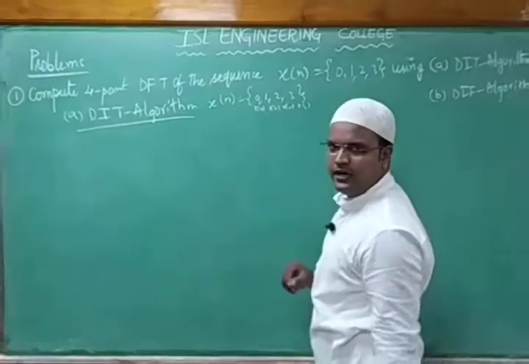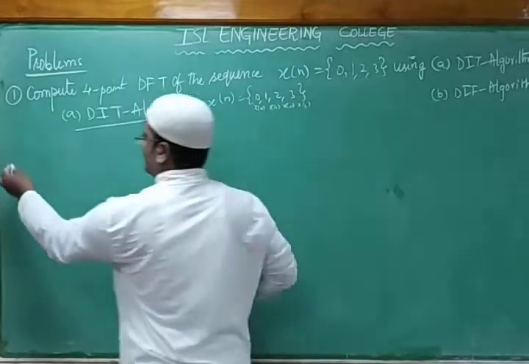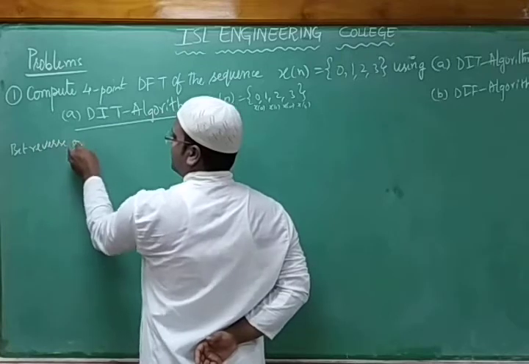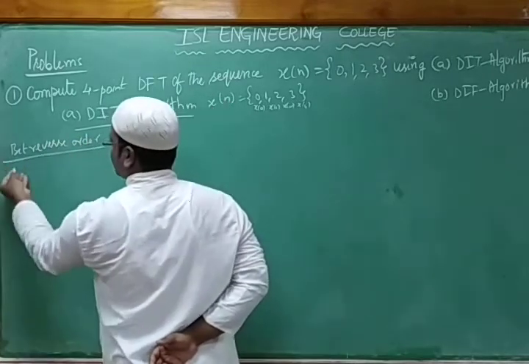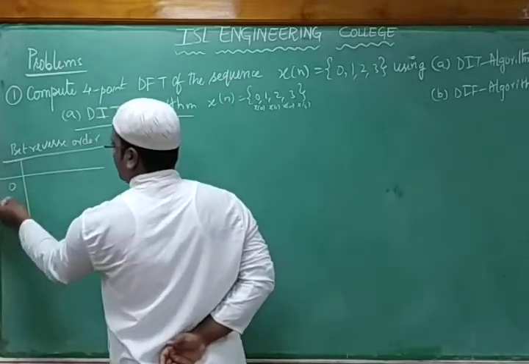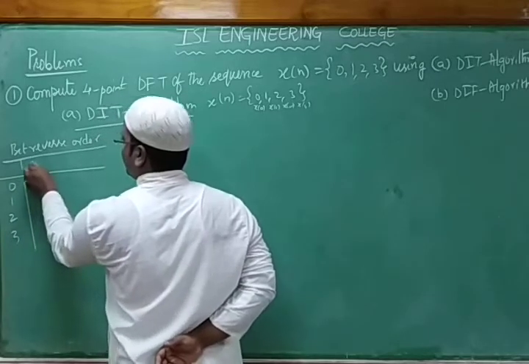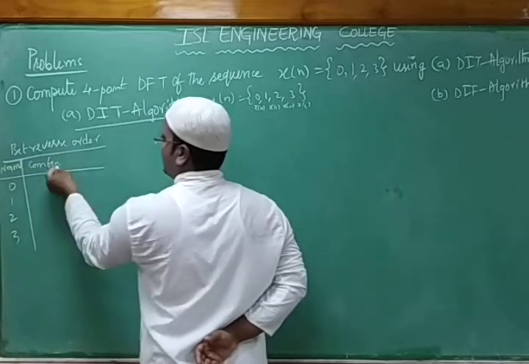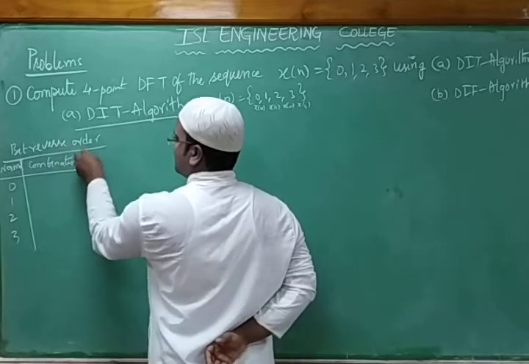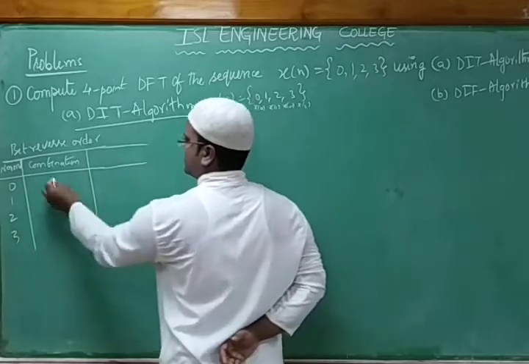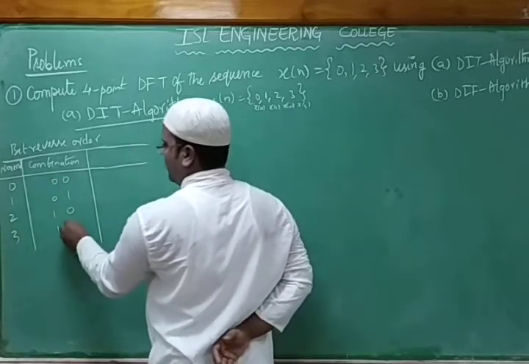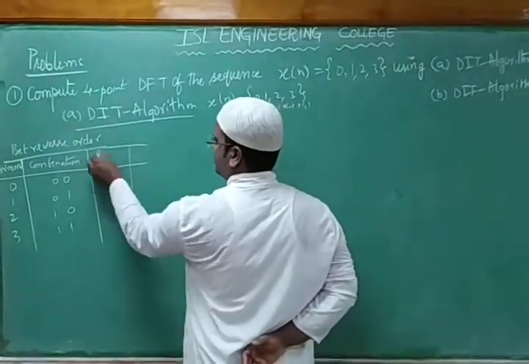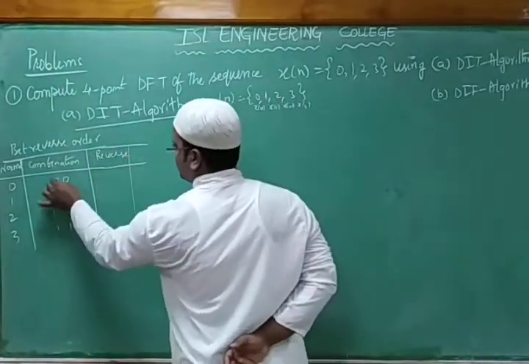First I need to write the bit reverse order. For that, I'll write down the normal order: 0, 1, 2, 3. I'll take the combination of it: 0 0, 0 1, 1 0, 1 1. I need to write that index in reverse form, that means the digits should be reversed. So 0 0 will be 0 0 only.